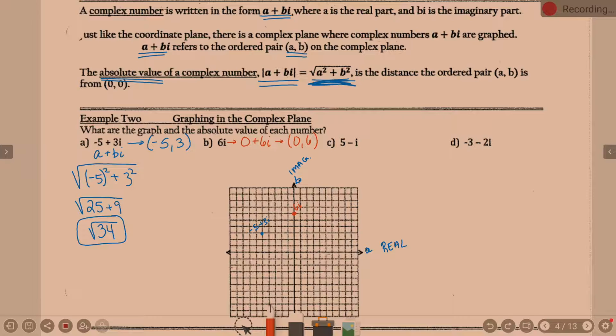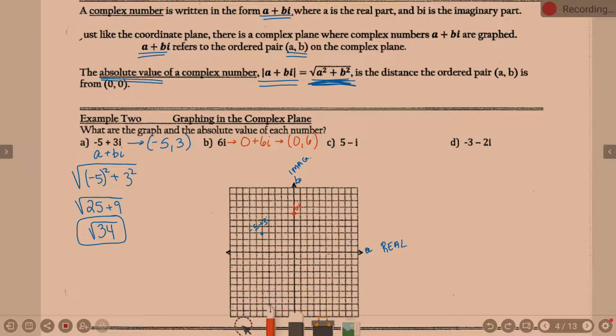Okay. Absolute value. Kylie? 6. Did you do the math on that? Yeah. Okay. Would it just be 0 squared plus 6 squared, which is the square root of 36, and square root of 36 is 6.